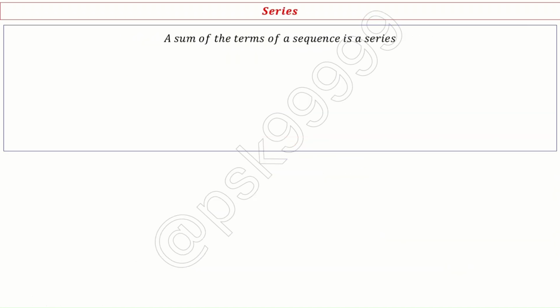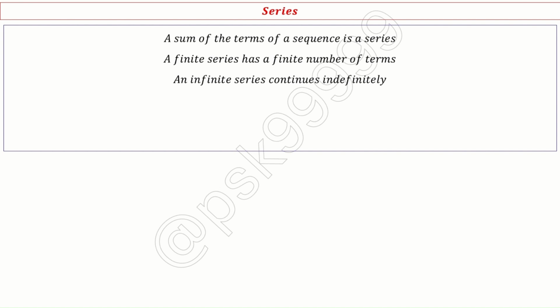What is a series? Between series, sequence and progression, there is not much difference. A series is basically the sum of the terms of a sequence. A finite series will have a finite number of terms, and an infinite series continues indefinitely. You represent a series with sigma notation: sigma k equal to 1 to n of a of k. If you substitute k equal to 1 to n, you get a1, a2, a3, that is a sequence. And since it's a sigma, you put a plus sign: a1 plus a2 plus a3 up to an. This is called sigma notation.